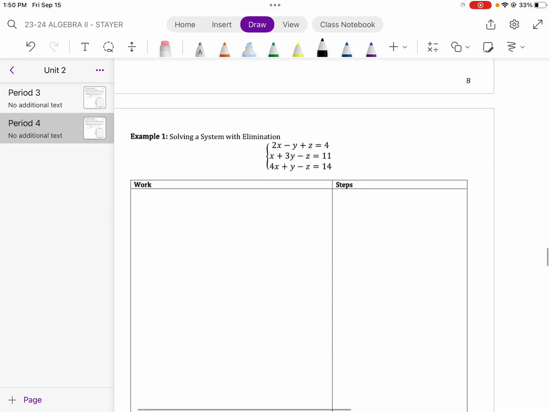Example 1. We're going to solve this system using elimination. Now, students, these problems, they can be intense. These problems, they may take 10 to 15 minutes to do one problem. These problems can be frustrating because you're doing all of this math and you make one simple mistake with a negative sign and it throws everything out of whack.